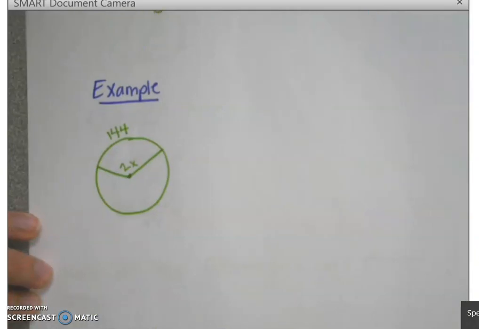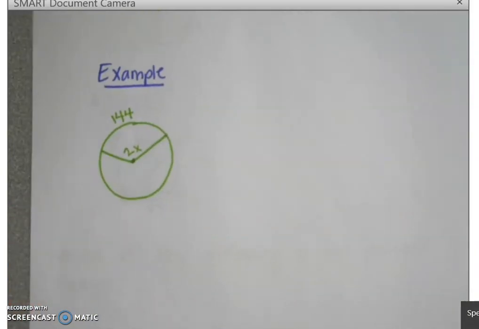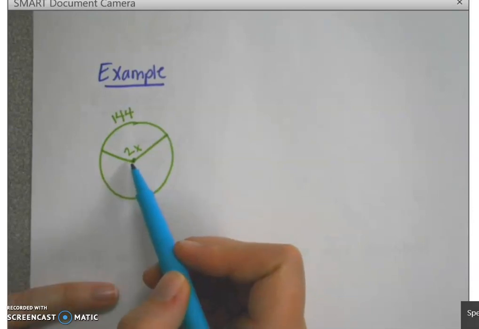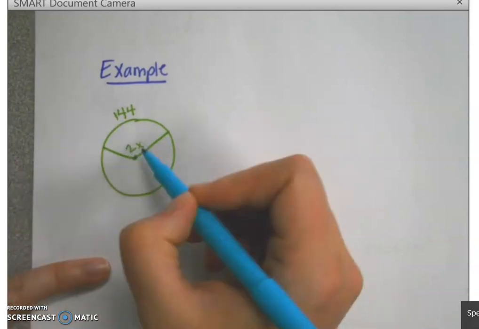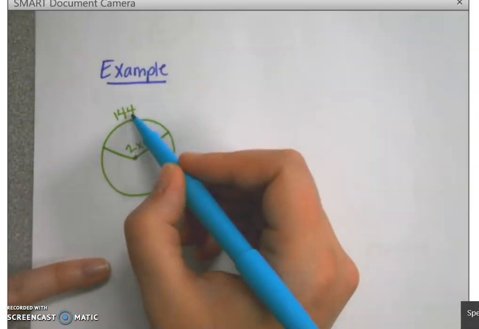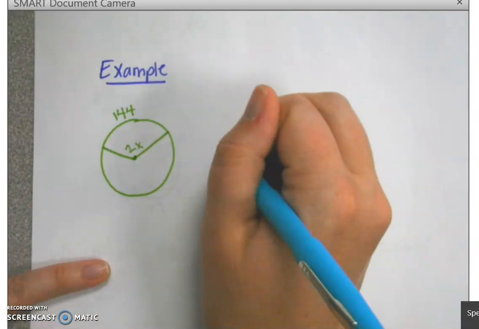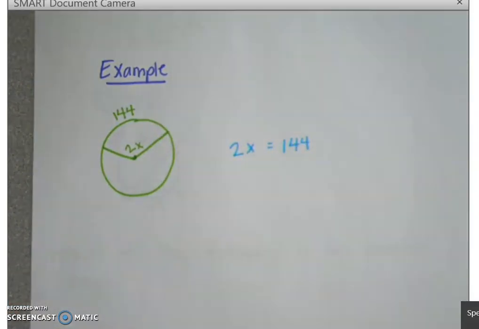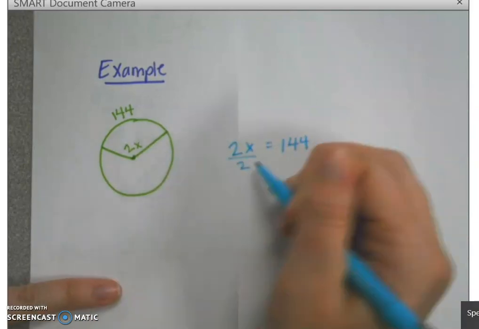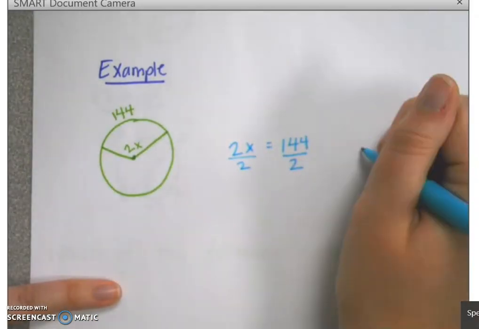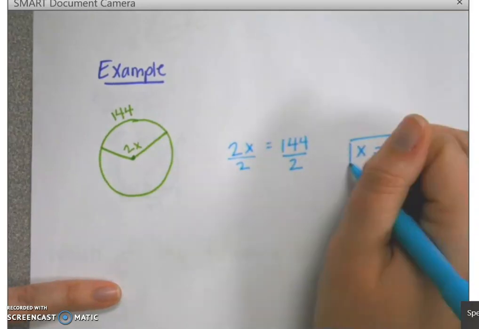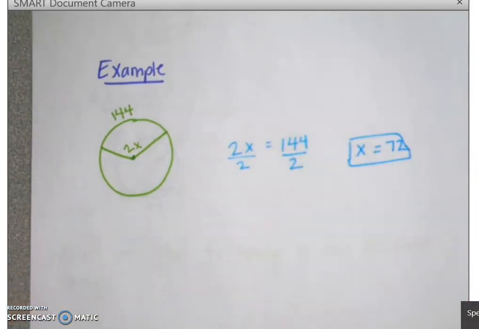So in our example right here, we have another central angle. We know this because the vertex is at the center of the circle. So I know that the angle is going to equal the arc. So I can set it to x equals 144. And to get x, I'm going to divide by 2. Get my answer, x equals 72.